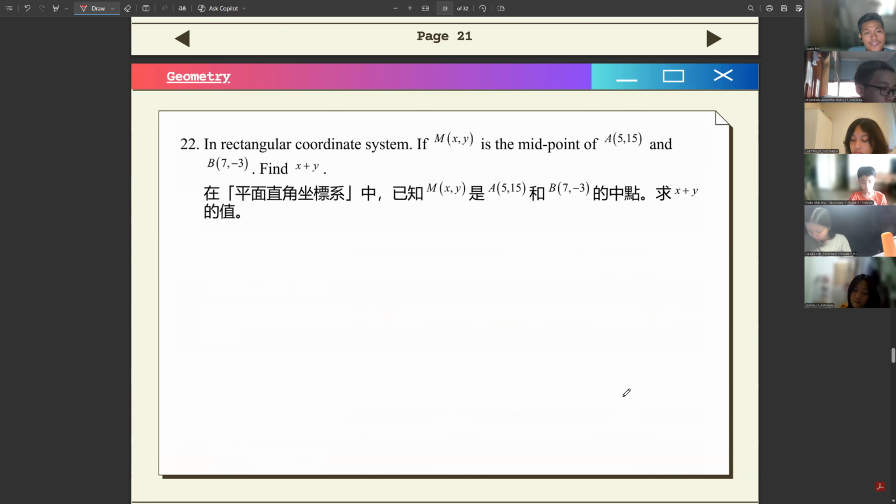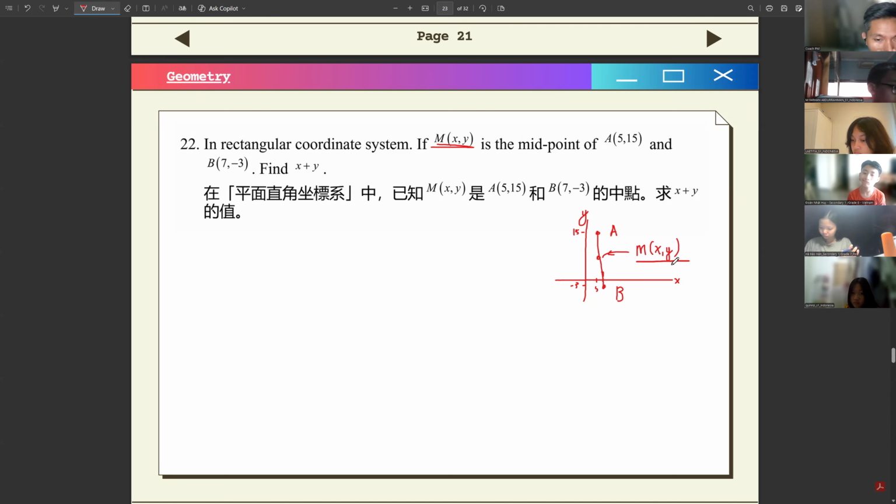In a rectangular coordinate system, if M with coordinates x, y is the midpoint of A, 5, 15, and B, 7, negative 3. If you try to graph, this is your x, this is your y. Let's say this is 5, and this is 15 on y. So this is your A. And then let's say 7 is right here, negative 3 is right here. This is your B. So your midpoint would be halfway, right? This is your midpoint with coordinates x, y, which we want to know.